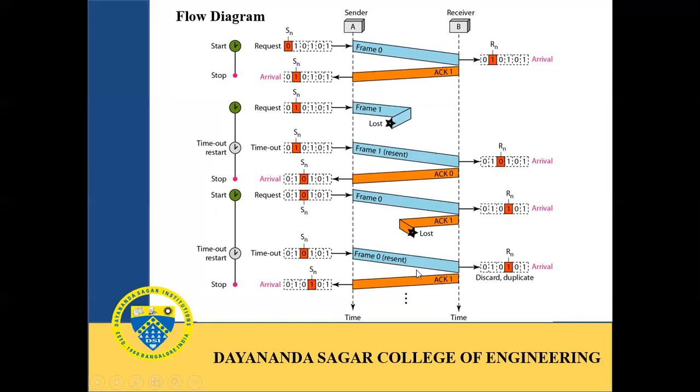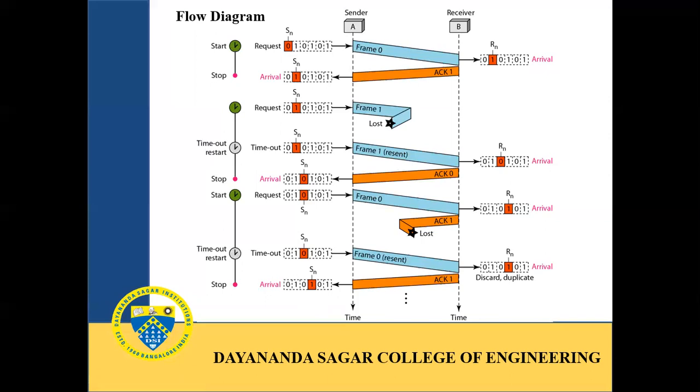But if the frame has been sent, the frame number doesn't match. So it was expecting frame 1, but frame 0 is sent. So this means that a duplicate frame has been sent and it will ignore that duplicate frame. And it will send again the acknowledgement 1, indicating that frame 1 is required. So this way, all the problems in the physical layer are handled properly by the stop and wait protocol.